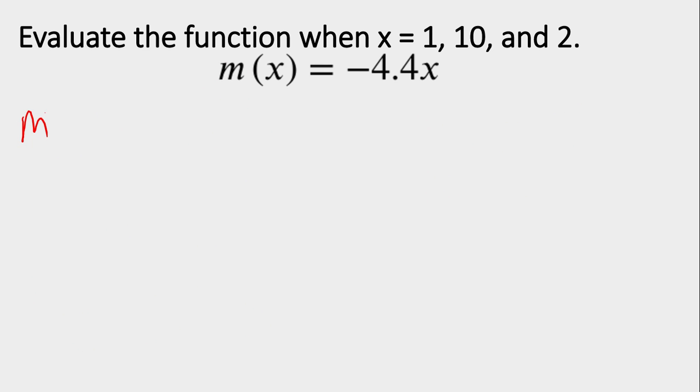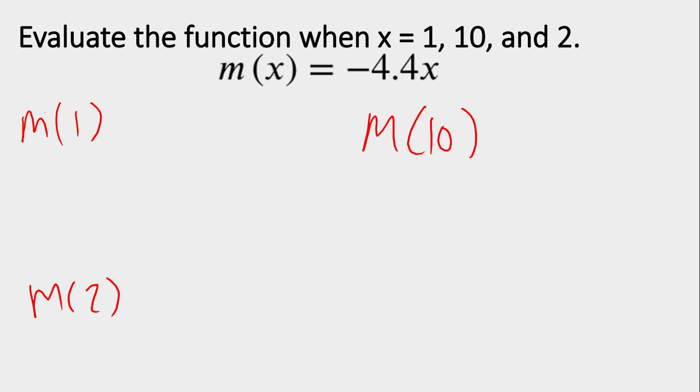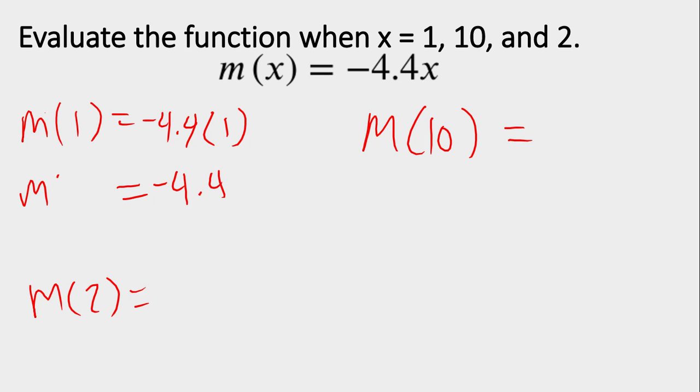so that just means we're going to put these numbers in for x. It doesn't change anything that we do. m of 1, m of 10, m of 2. Negative 4.4 times 1 is negative 4.4. So m of 1 is negative 4.4. Negative 4.4 times 10, so m of 10 equals negative 44.